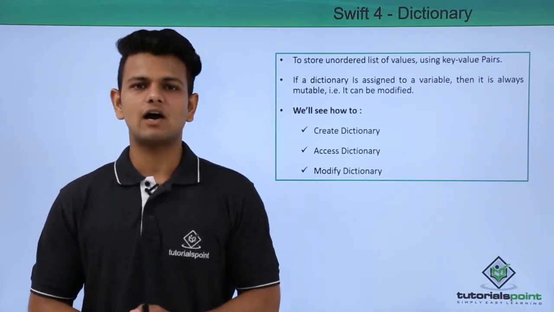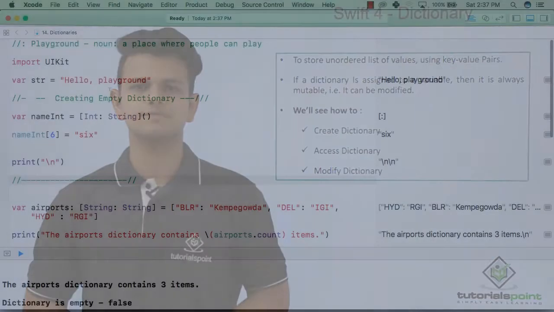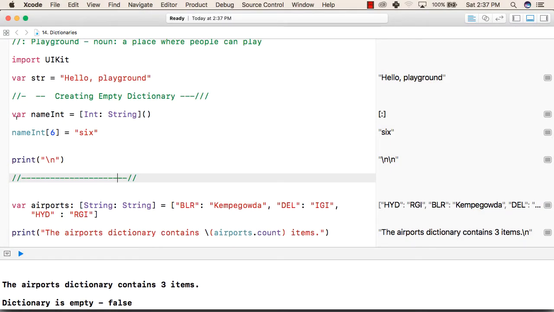Now we'll practically see how we can create dictionaries, access them, and modify them using our playground. To create a dictionary, first we will write the type of dictionary we want, that is whether it is a variable or a constant dictionary. Then we will write the name of the dictionary followed by the assignment operator, and inside the square brackets we will write the type of key and the type of value. As we have discussed, a dictionary has a key and value pair, so we will write the type of the key followed by a colon followed by the type of values we want to store. After that we will write starting and ending brackets.